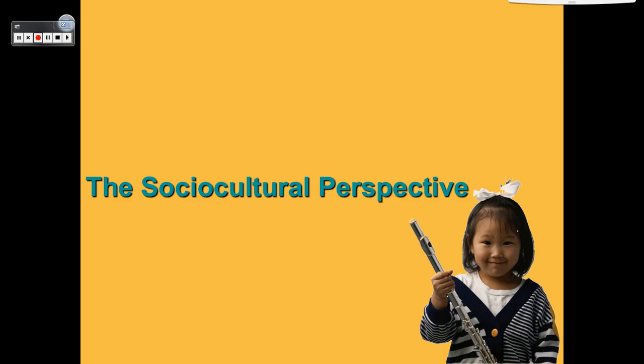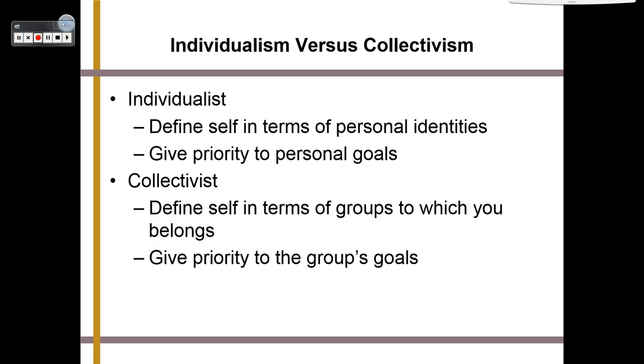The next perspective, when talking about personalities that we need to talk about, is the sociocultural perspective. Again, you'll either be from an individualist culture, or you'll be from a collectivist culture. Individualists define themselves in terms of personal identities and give priority to their personal goals. Most Americans do this. Collectivists define themselves in terms of groups to which they belong and give priority to their group's goals.